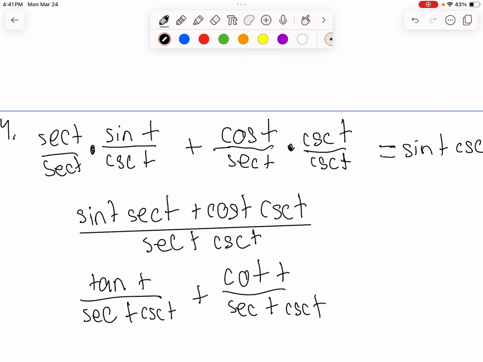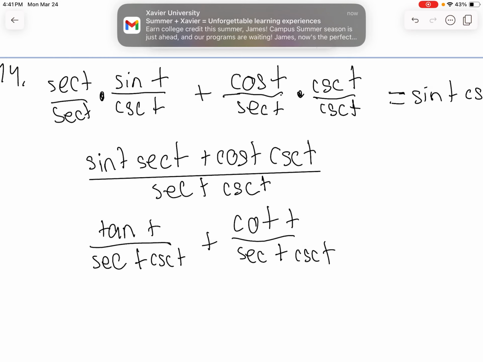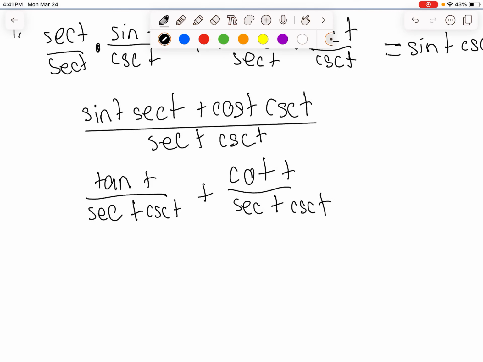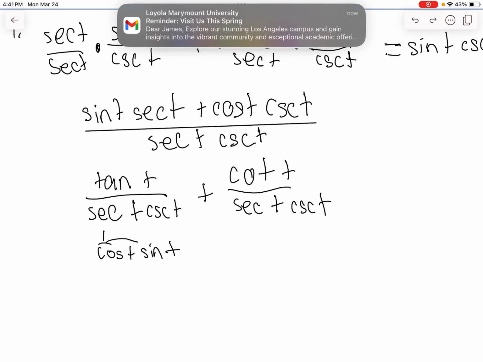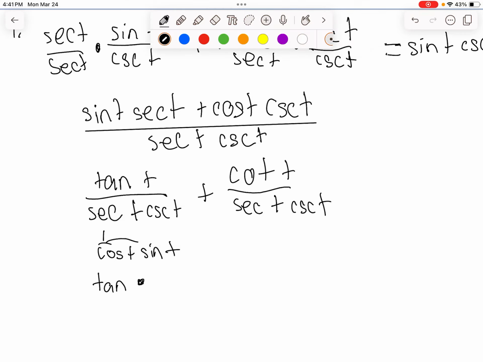Like I said, tangent is sine over cosine, and cotangent is cosine over sine. More importantly, let's look at our denominators, which is just 1 over cosine for secant times 1 over sine. So we'll get 1 over cosine times sine for both because they're the same denominator. And when you have to divide by a fraction, you flip it and multiply. So really what this question is asking is tangent times cosine, tangent times secant, not secant, sine.